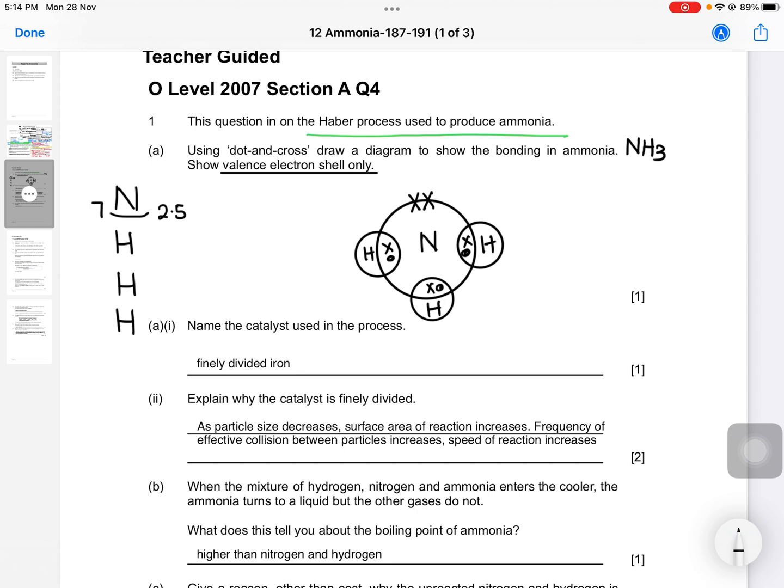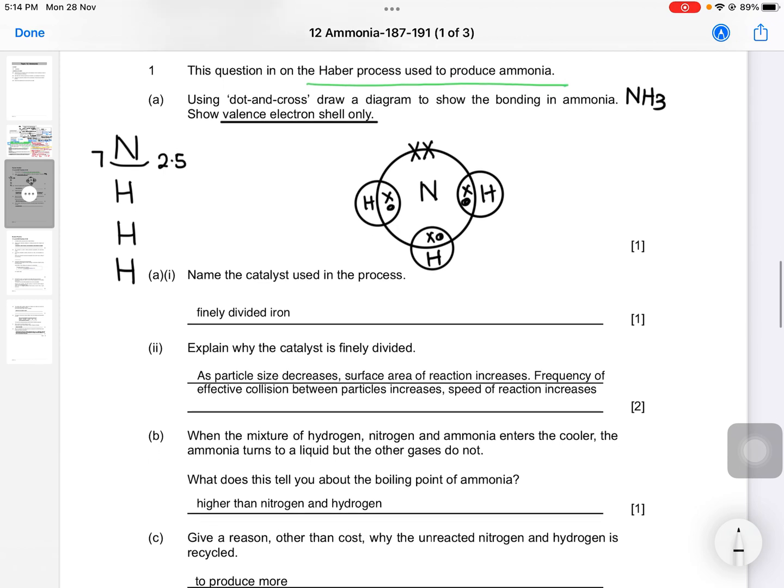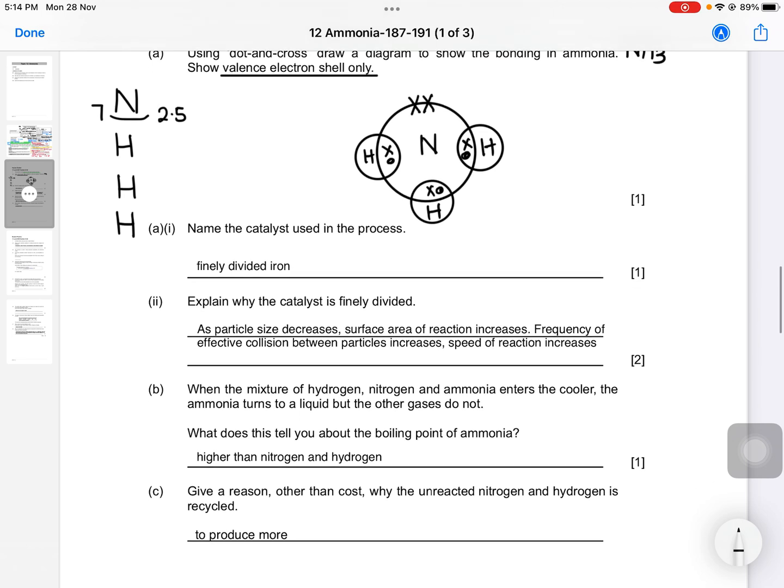The catalyst used is finely divided iron. Explain why the catalyst has to be finely divided. Because as the particle size decreases, the surface area to volume ratio increases, so the frequency of effective collisions increases. The speed of reaction here refers to the speed of formation of ammonia. So hence ammonia will form faster.